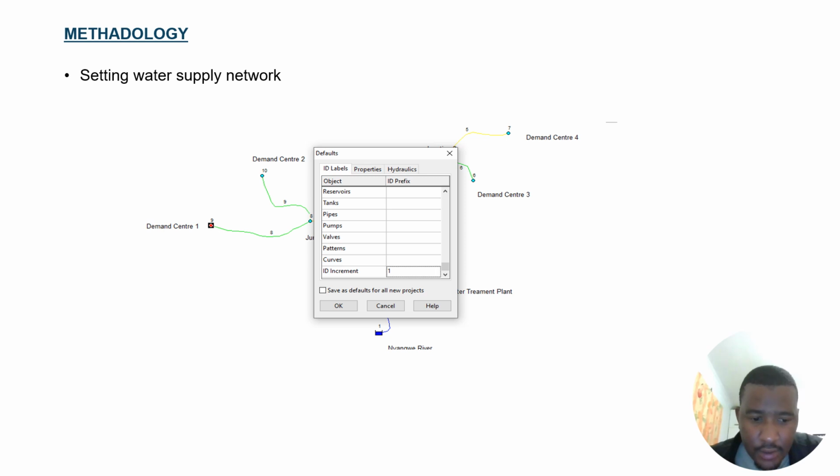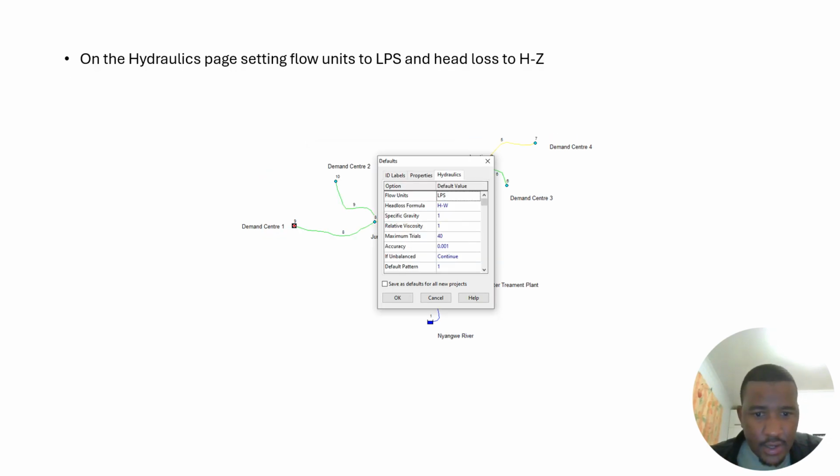You start by opening your Ethernet. That's the website we're going to be using to do all the design. So from the Ethernet, you go and set your Ethernet. And then on the hydraulic page, setting flow unit, you set your flow unit to LPS and head loss to HW.